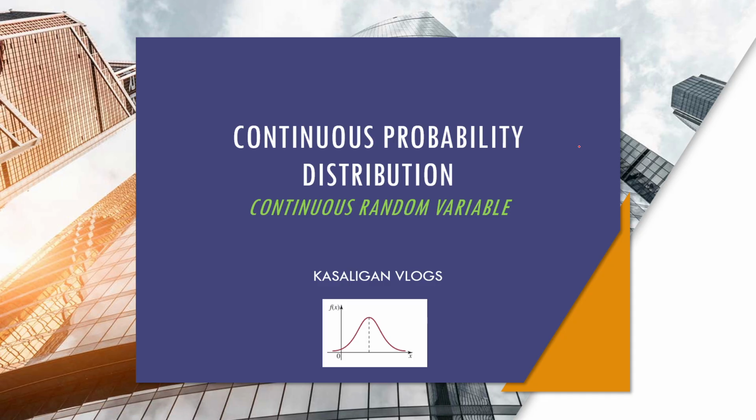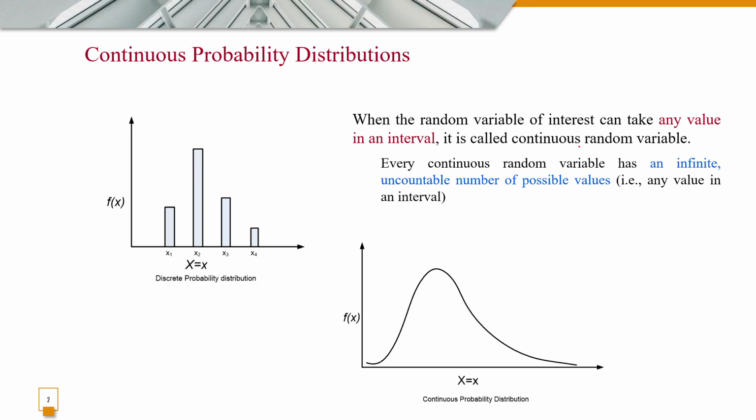So at this point of time, let us talk about continuous probability distribution, the continuous random variable. When the random variable of interest can take any value in an interval, it is called a continuous random variable. Every continuous random variable has an infinite, uncountable number of possible values.